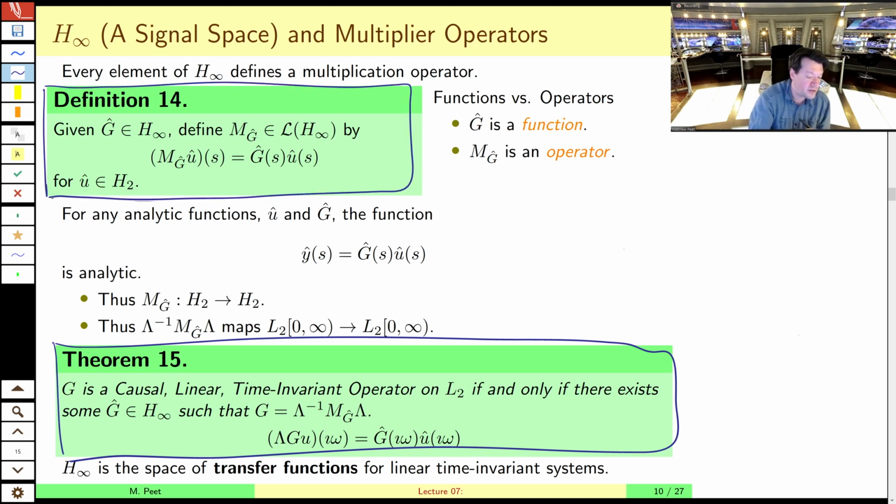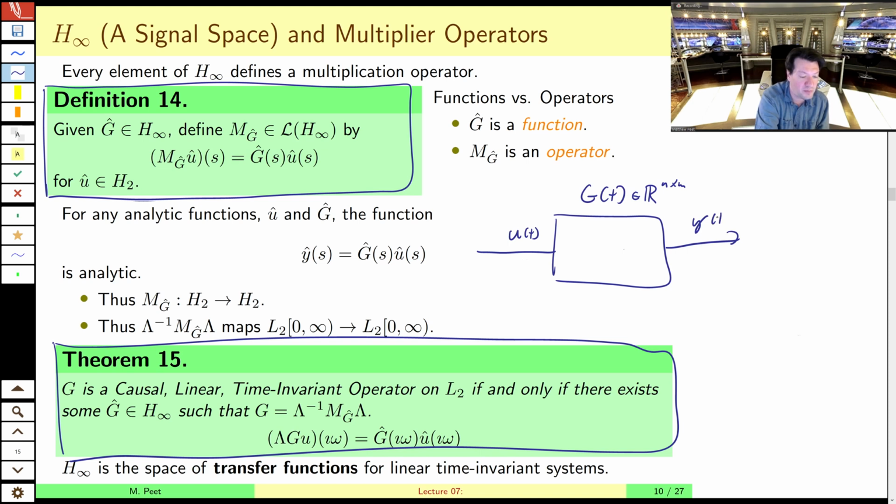Through multiplication operators. So basically, if you have an input, which is typically in the frequency domain, although this can work in the time domain as well, and actually, just to make life interesting, let's do it in the time domain, and then you have another signal g of t, for example, which is a matrix for all time. Then we can define a map from input to output using that signal g just through multiplication by the matrix itself.